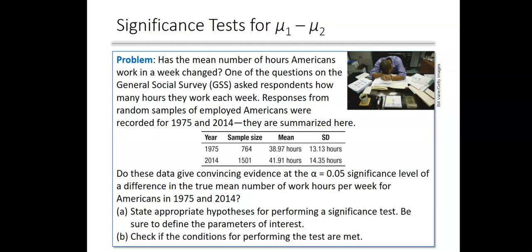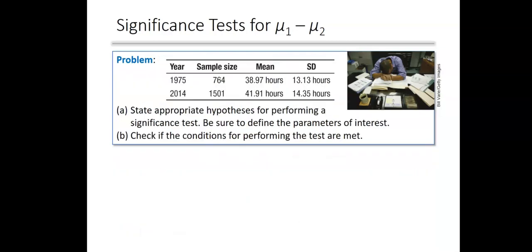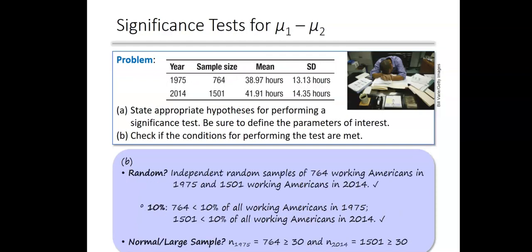Our sample size, fortunately, is at least 30, so 764 is greater than or equal to 30, and 1501 is greater than or equal to 30. It does pass both conditions. That's how you lay it out. So you actually say both of them. You have to specify for both groups in each case.